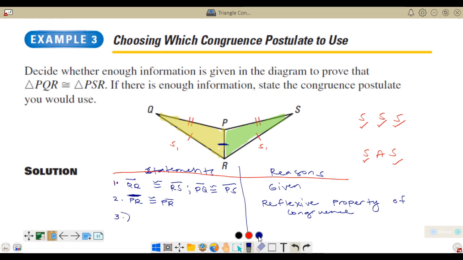Number 3, we now have three sides. Side 1, side 2, side 3. We have three corresponding sides. Finally, triangle PQR. This is now our conclusion. Triangle PQR is congruent to triangle PSR through the SSS congruence postulate. Okay? Okay. Let's continue to the next one.